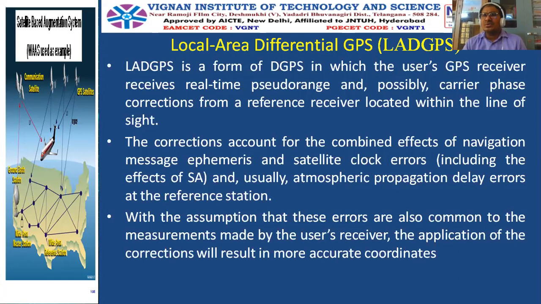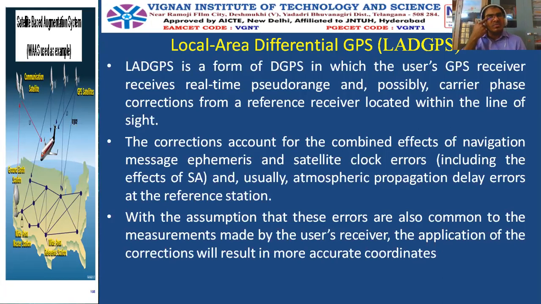And the corrections account for the combined effects of navigation message ephemeris and satellite clock errors and atmospheric propagation delay errors at the reference station. Of course, this topic we already knew just now. And with the assumption that these errors are also common to the measurements made by the user's receiver, the application of the corrections will result in more accurate coordinates.